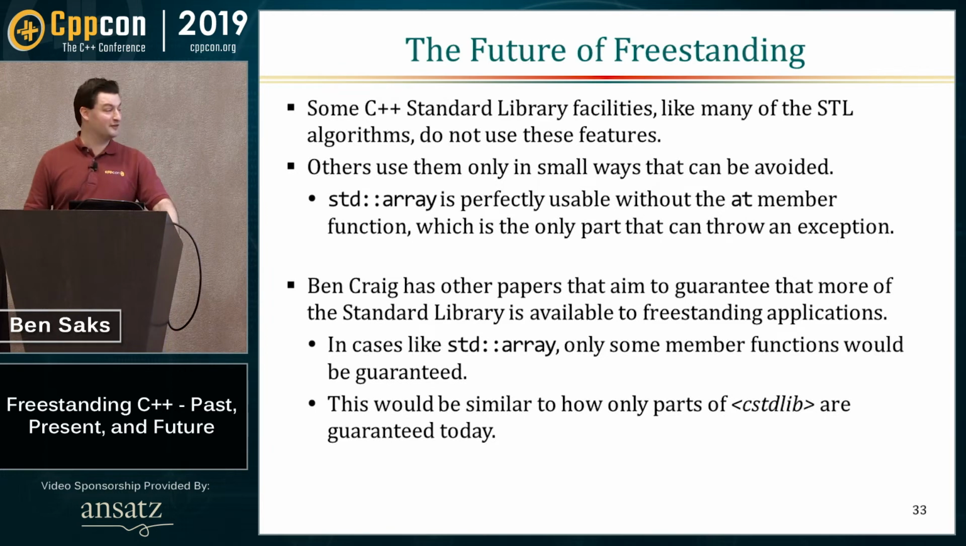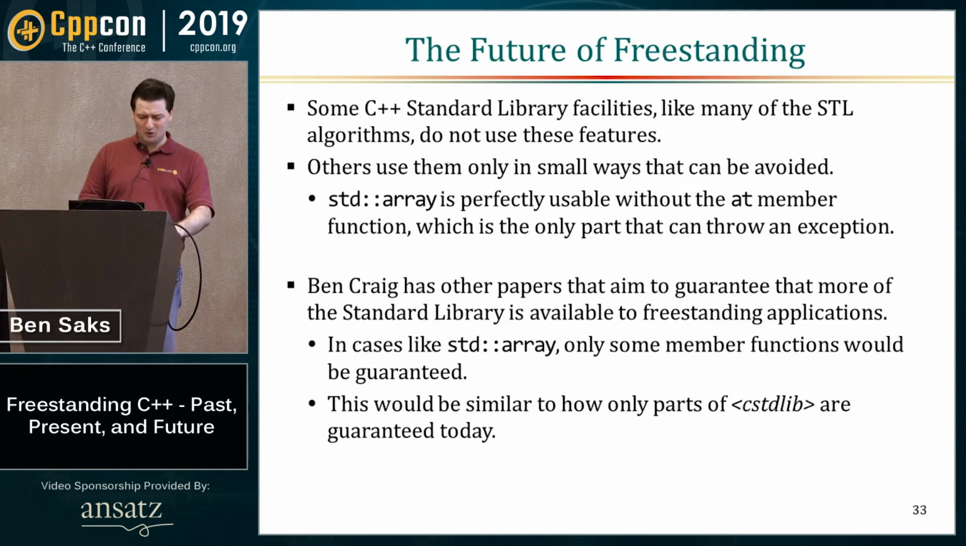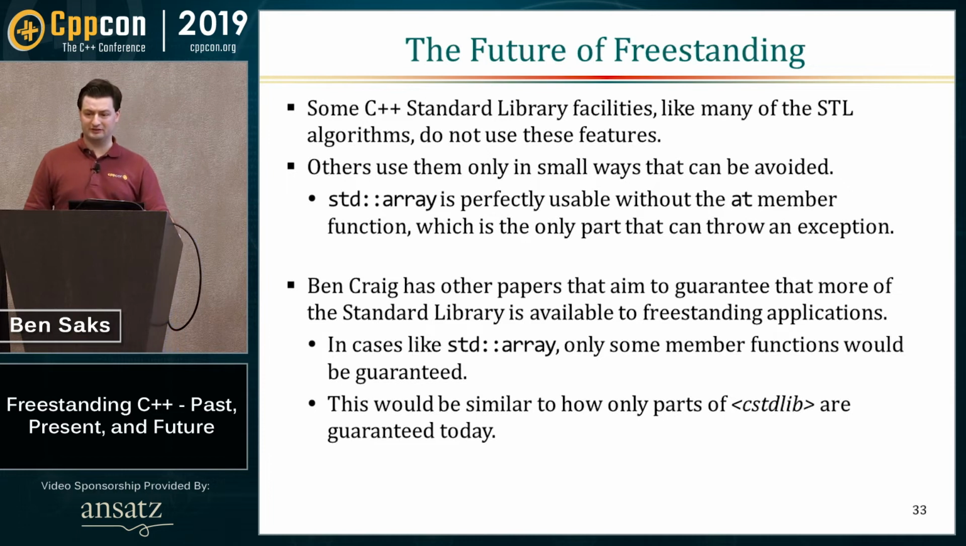So Ben Craig has other papers that would aim to guarantee that more of the standard library would be available to freestanding implementations. And in the case of things like std::array, what you would get would be a partial version of the class in some cases. So some member functions would be guaranteed, others would not be guaranteed in a freestanding implementation. And this is sort of similar to how I already mentioned that cstdlib, the version that you get in a freestanding implementation, might not be a complete implementation that you would expect from a hosted version of the library.